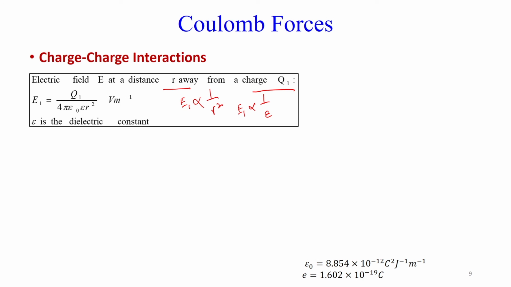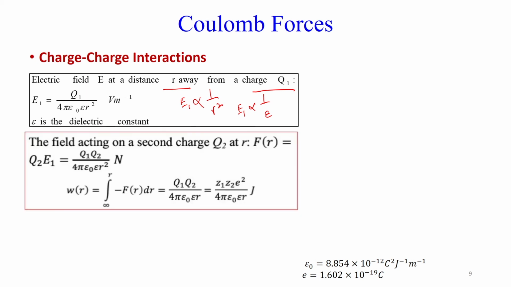Now, there are two atoms, one is having charge q1, other is having the charge q2. So, once it is interacting with this q2, the force will be q2 into E1. If you put E1 from expression 1 here, it will be q1 q2 upon 4 pi epsilon naught epsilon into r square. This much is the force applied when two charged molecules are interacting, and this is also known as Coulomb's equation or Coulomb's law.